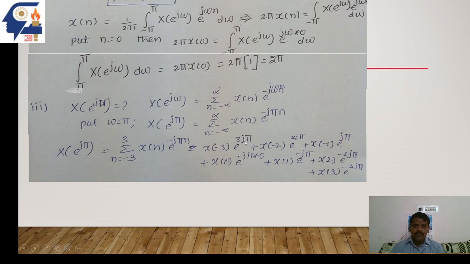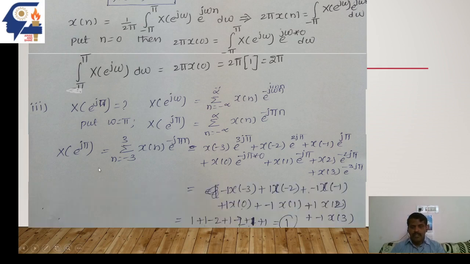Similarly, e power 3 j pi, we can write as e power 2 j pi into e power j pi. E power 2 j pi is 1, and e power j pi is minus 1, so totally you will get minus 1. If you add all these, you will get the answer capital X of e power j pi as 1.